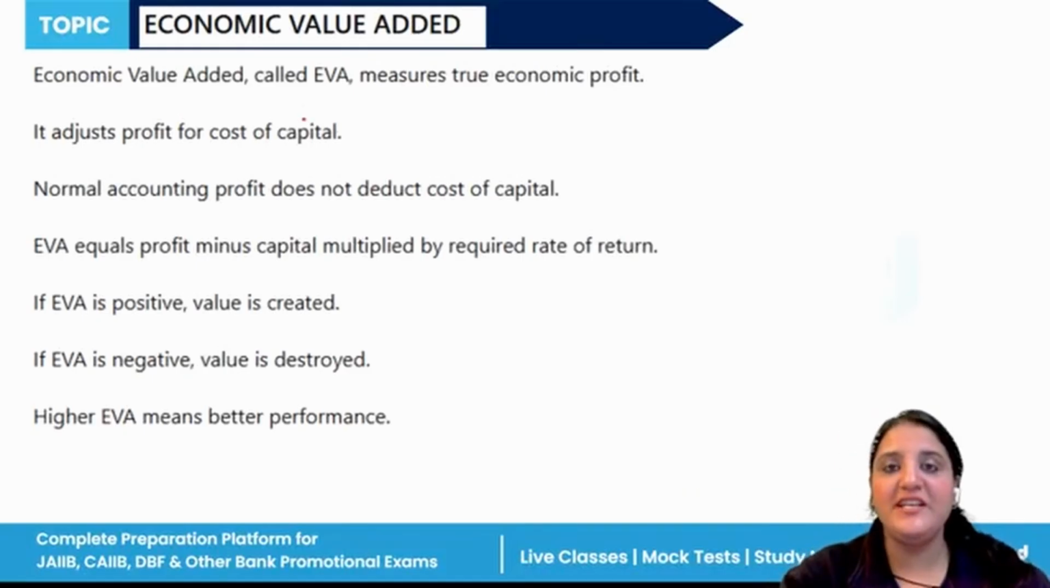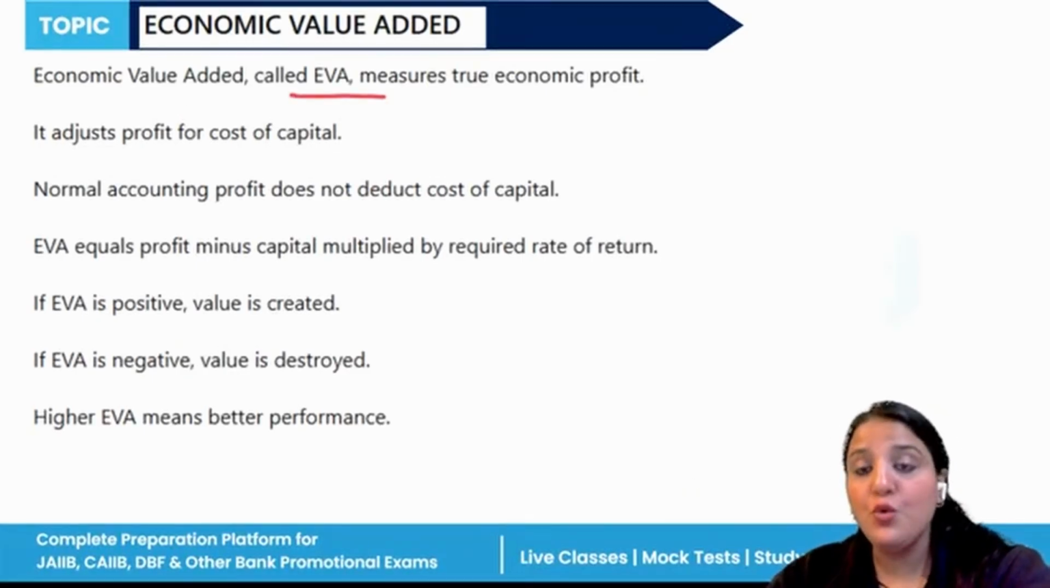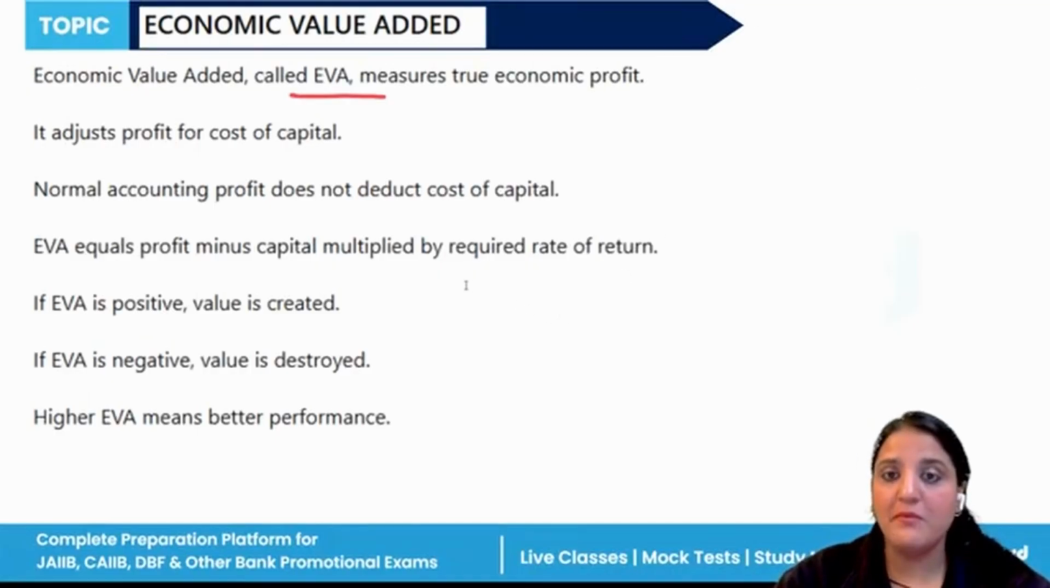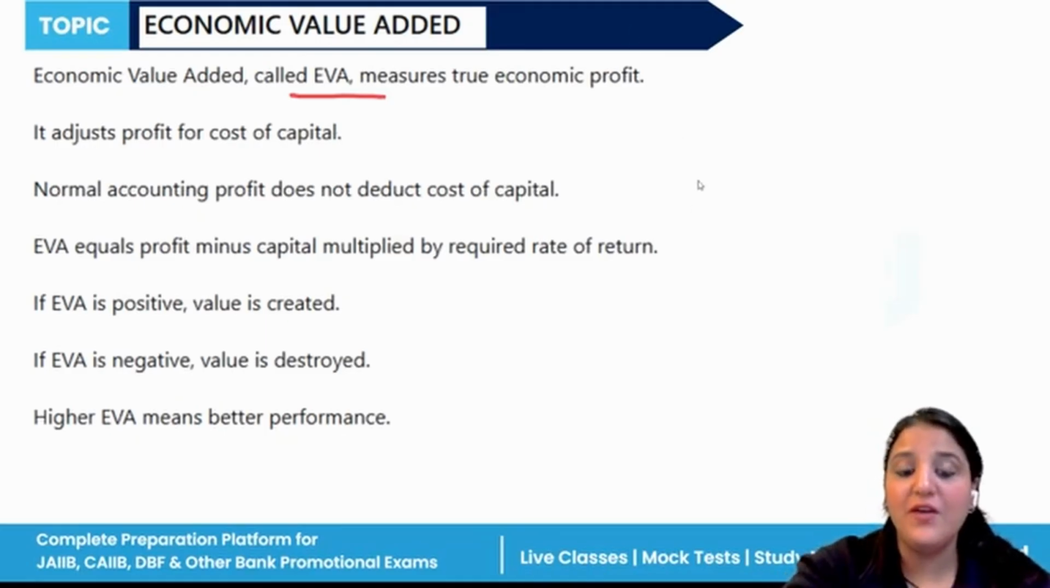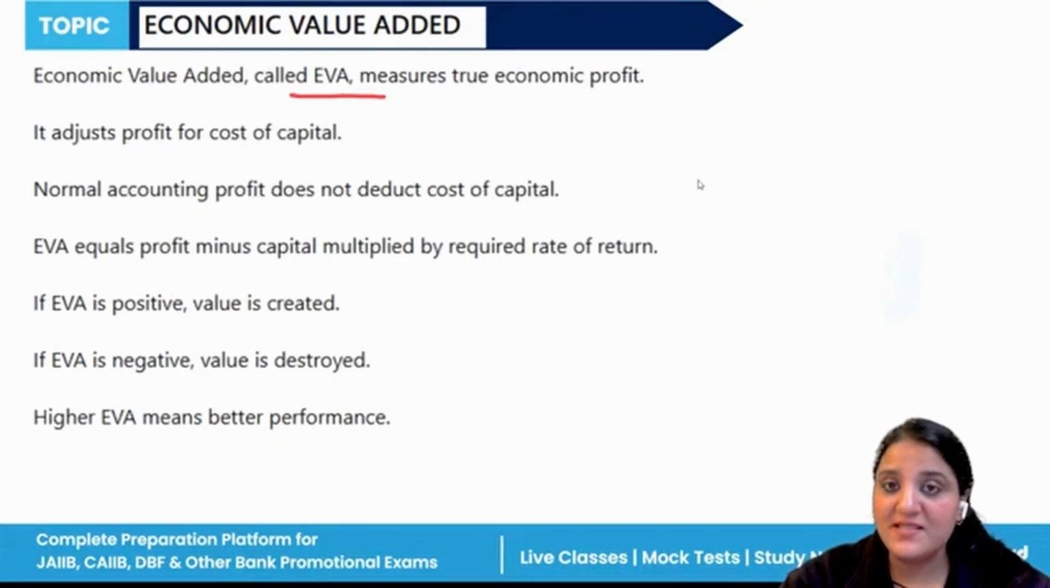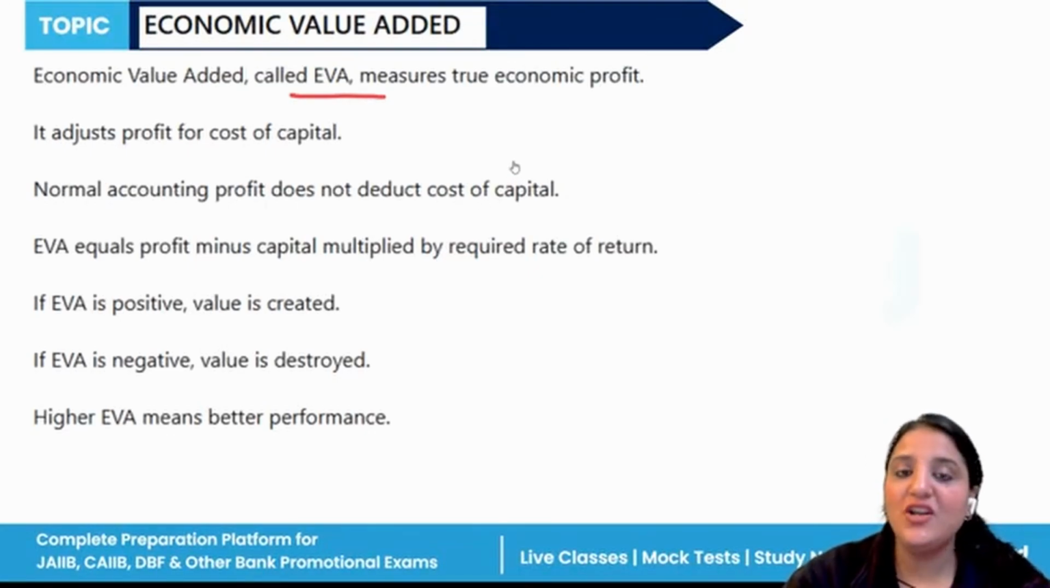Economic value added, which is called EVA, measures true economic profit. It is helpful in measuring the true value of profit. It measures the company's true financial profitability, which is calculated as net operating profit after taxes minus the cost of capital employed. That is basically the EVA. It is a performance metric that aligns manager incentives with shareholder value creation.